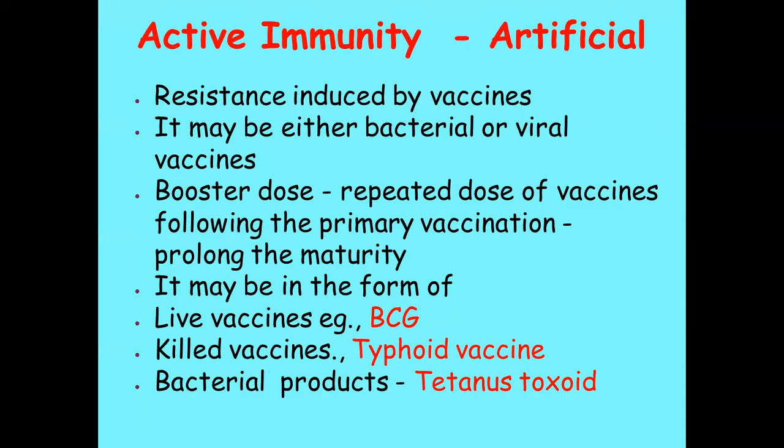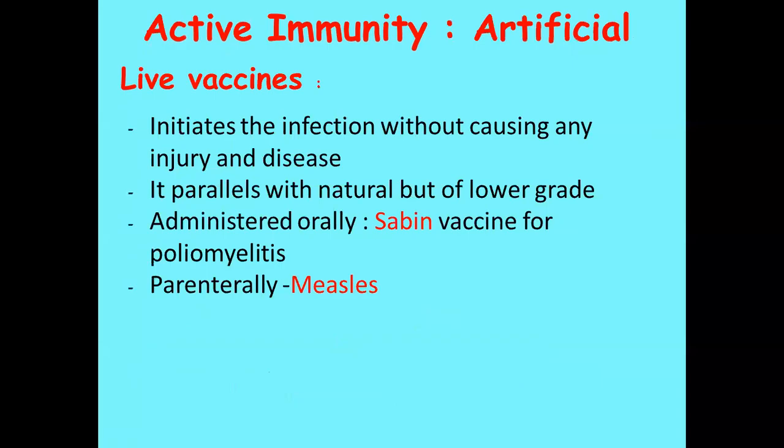And examples of active immunity. Here, it may be in the form of live vaccines, for example BCG, Bacillus Calmette-Guérin, and killed vaccines, for example the typhoid vaccine, and bacterial products. Sometimes the products of bacteria are taken, and one example is tetanus toxoid, TT. Active immunity through live vaccines initiates the infection without causing any injury or disease, and it parallels the natural but at a lower grade; it is administered orally, the Sabin type polio vaccine, the one which we are having.